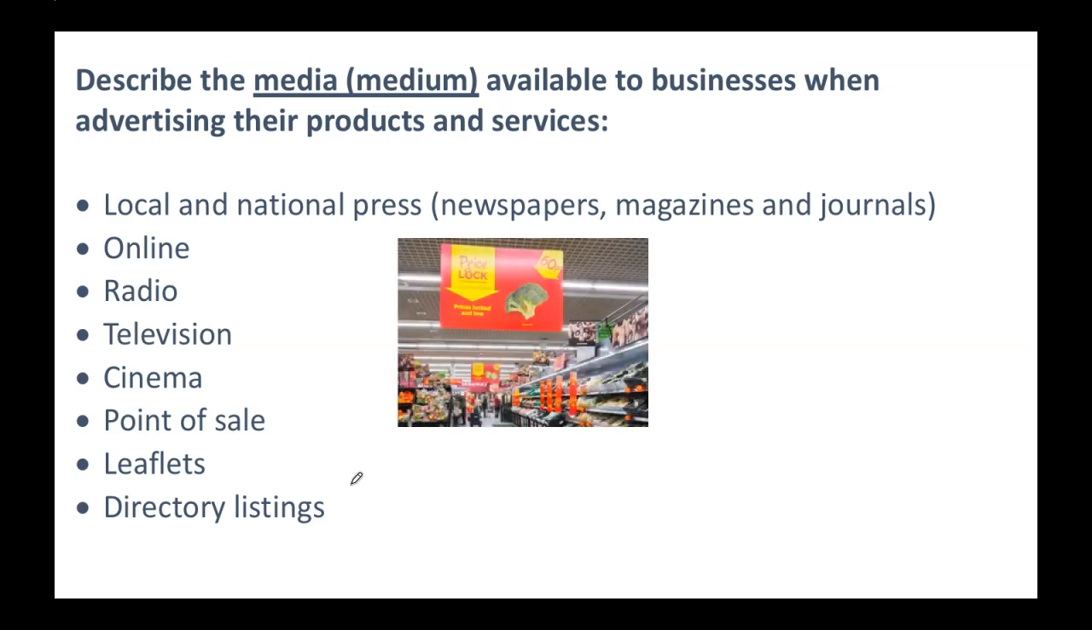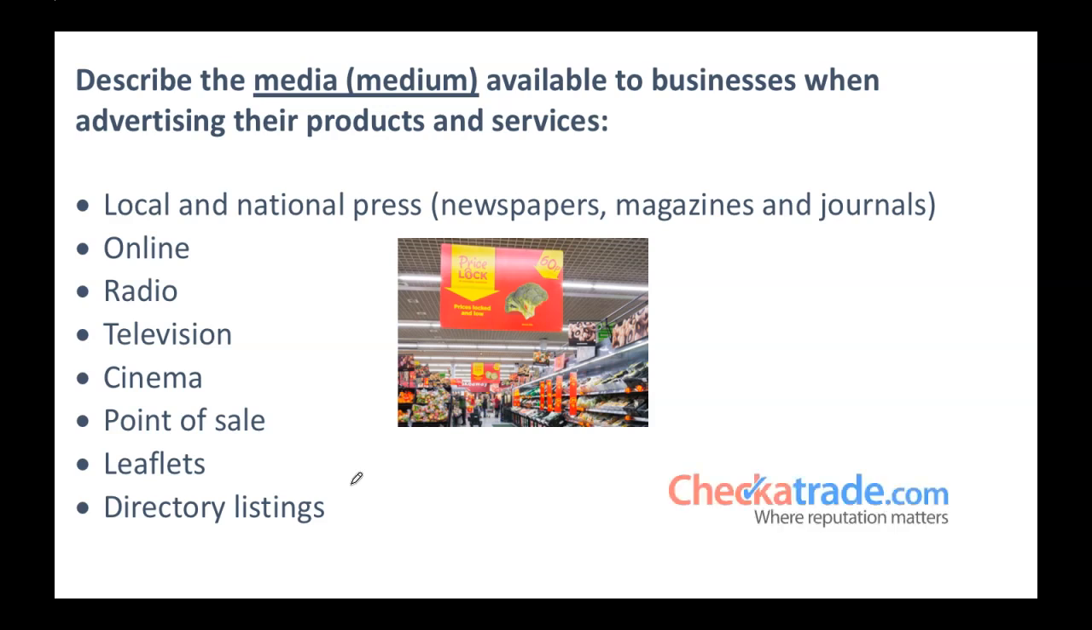radio, television, cinema, points of sale. So you could have, point of sale is really how you display your items in the store. You could have some things that are what we call impulse buys near the till. They always seem to put like chocolate at WH Smith near the till. So you might not have gone in there for chocolate, but you're buying something else and then you see it and you're tempted to buy it.